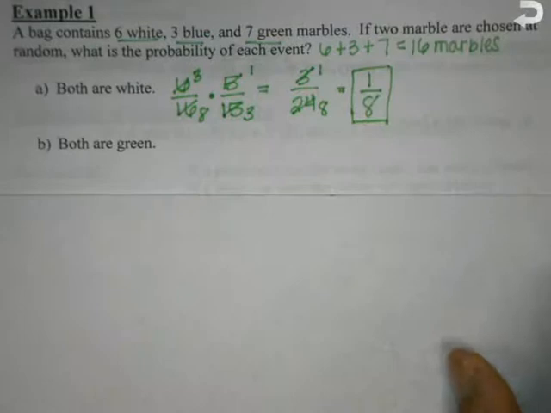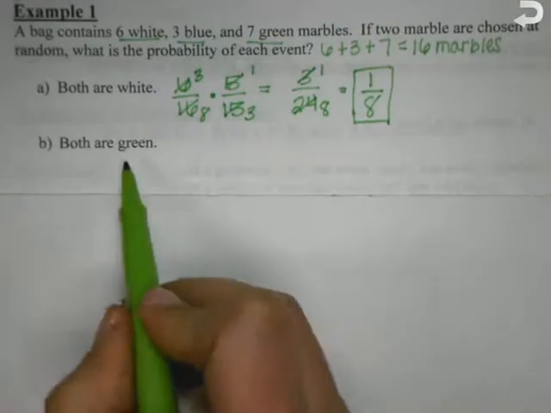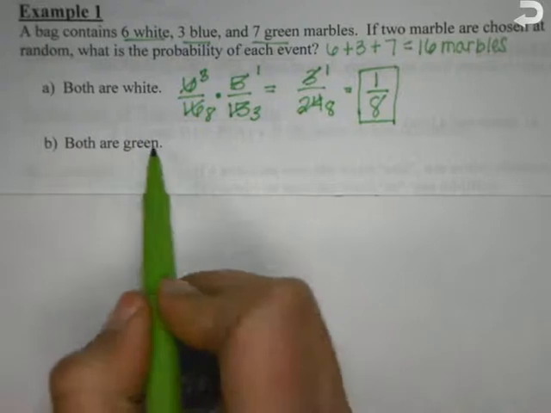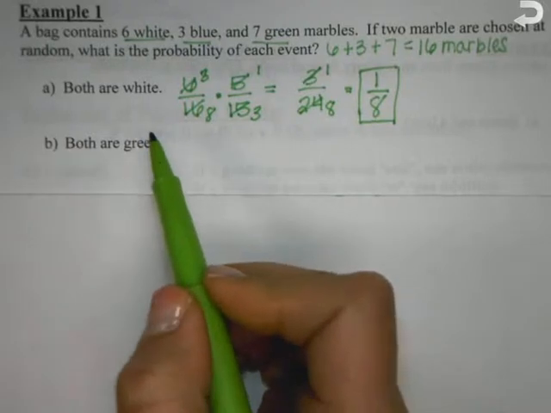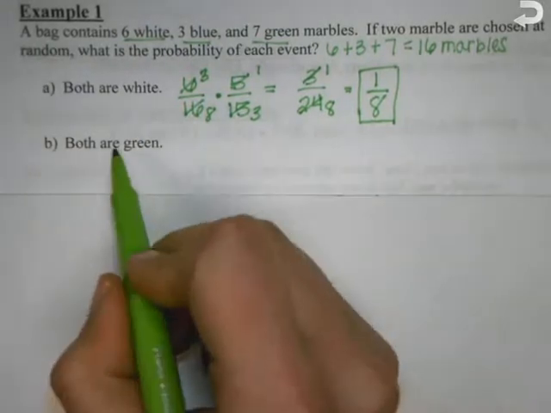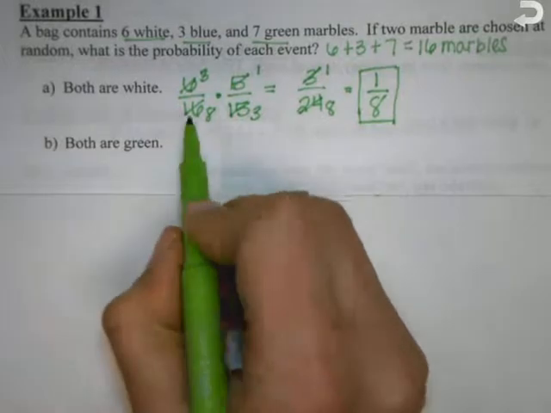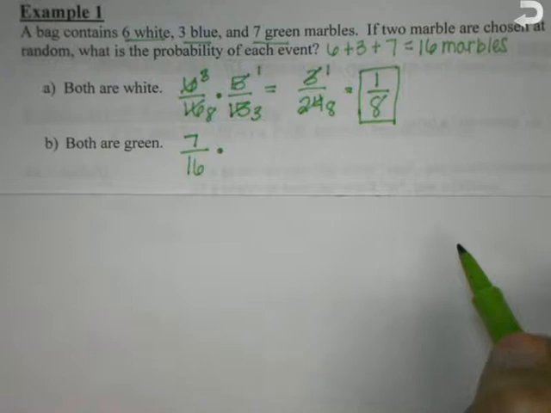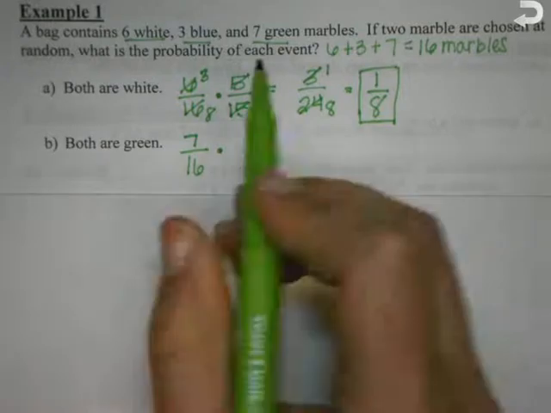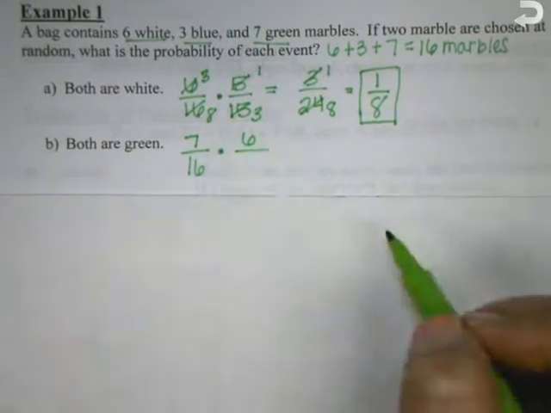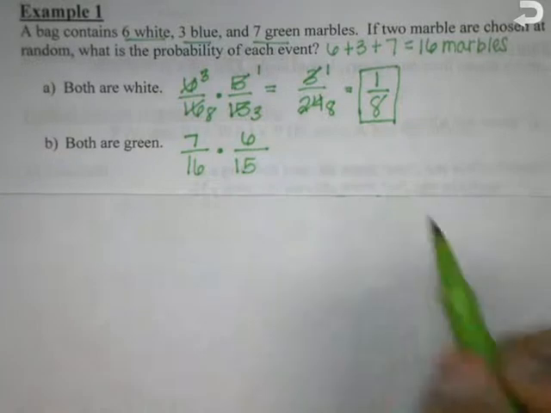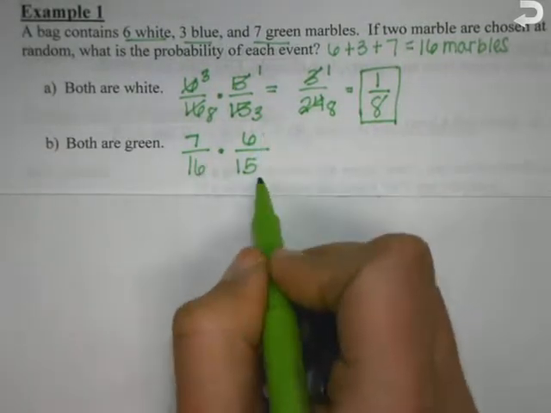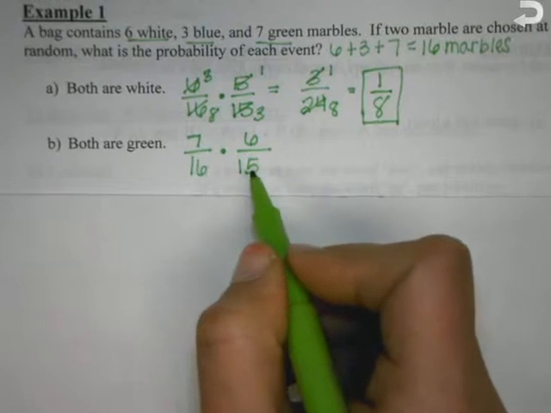So let's do the same thing for part B. I'm looking for the probability that both marbles are green. So I want both of them to be green, so this is an AND situation again. So I'm going to multiply. The probability of the first one coming out green is 7 over 16 times. Now, I've already pulled out a green marble, so there's only 6 green marbles left, and only 15 total marbles left. So I have 7 over 16 times 6 over 15, so we can reduce these as much as possible.